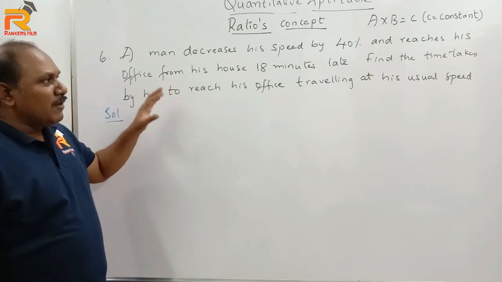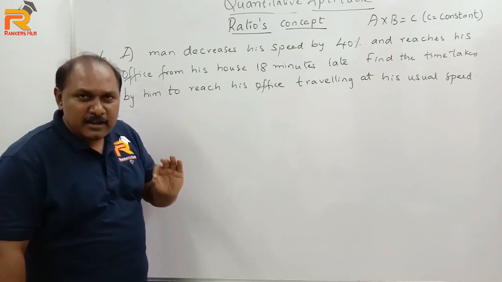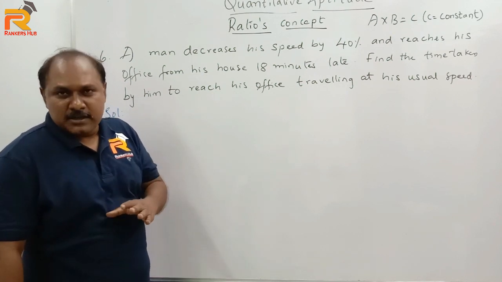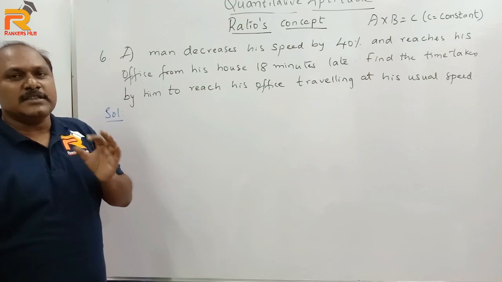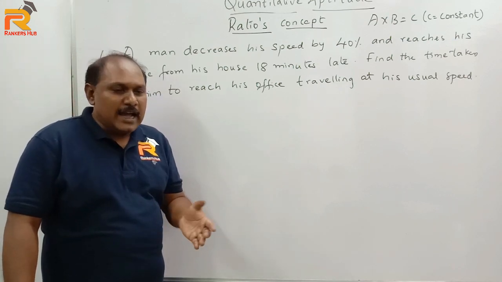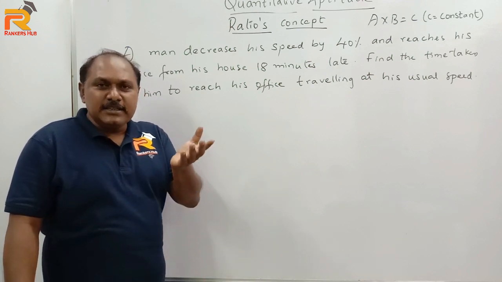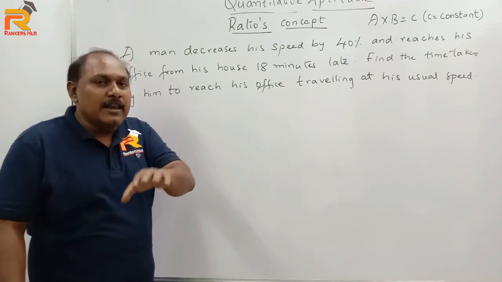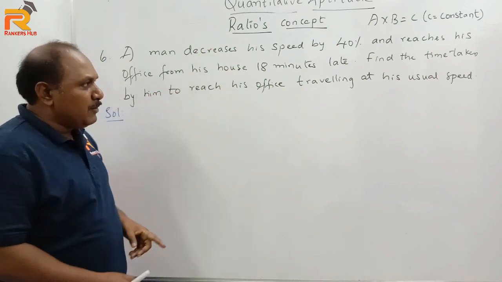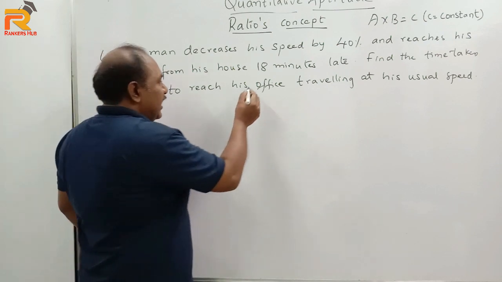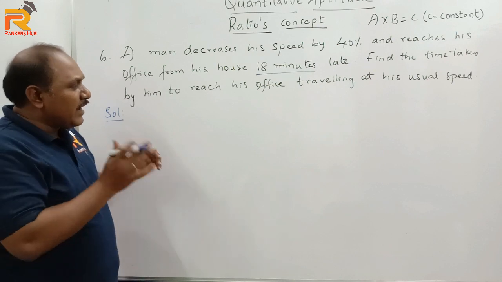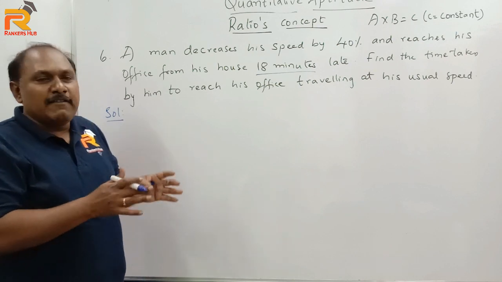Now here in this problem we have 3 terms: speed, distance and time. Now he is traveling from his house to office. So when he is traveling from house to office, definitely the distance is constant. And we know that when distance is constant, as speed decreases, time should increase, and when speed increases, time will decrease. Now here he is saying that speed is decreased by 40%. So definitely he is late by 18 minutes. So time increased.